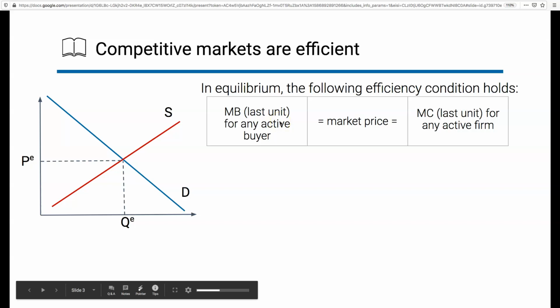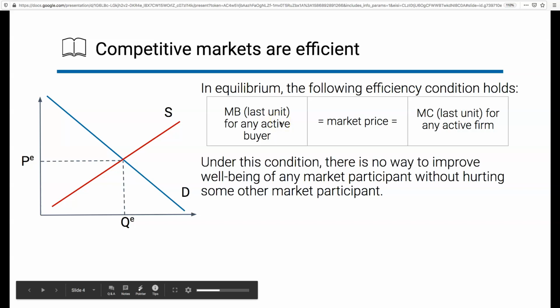And under these conditions, there is no way to improve well-being of any market participant without hurting some other market participant. So if we focus on the market participants only, there is no way to basically generate additional benefit for someone without hurting someone else.